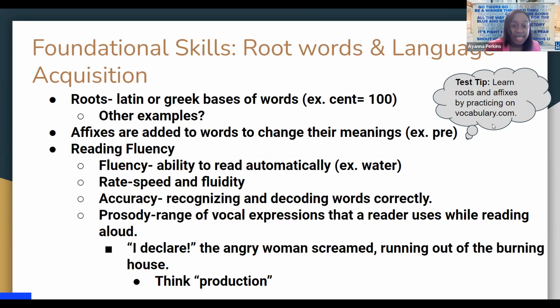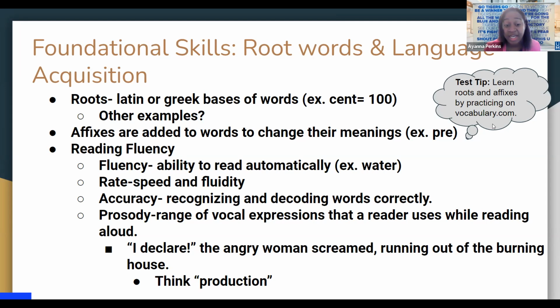Rate is speed and fluidity. I like to think about that as flow, like if you watch running water versus the choppy reading that early readers might experience. Those emerging readers might read each word at a speed that makes it harder overall to understand when they're starting out. So you do monitor that rate as you're teaching. Then we have accuracy. That's where a student looks at a word that they haven't seen before, and they're able to look at those prefixes and suffixes and root words and use their prior knowledge to say that word accurately.